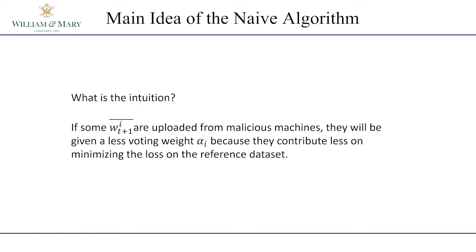Because we minimize the loss of the weighted average weight on the reference dataset, which is distributed the same as the whole dataset, if some W_{t+1}^i bar are uploaded from malicious machines, they will be given less voting weight, because the malicious information must contribute less to minimizing the loss on the reference dataset. If it doesn't, even if this information is uploaded from a Byzantine worker, we can still think of it as good information because it contributes more to minimizing the loss.